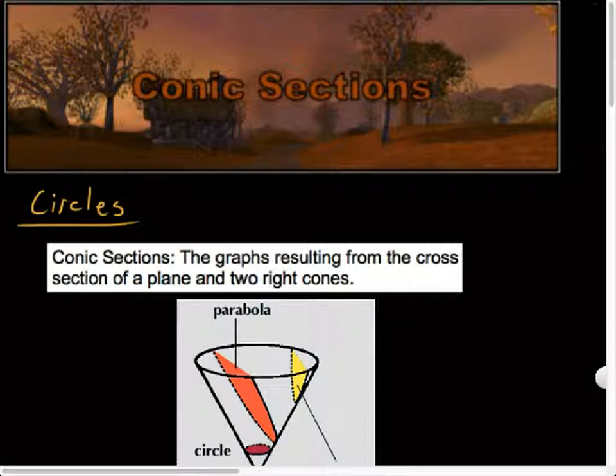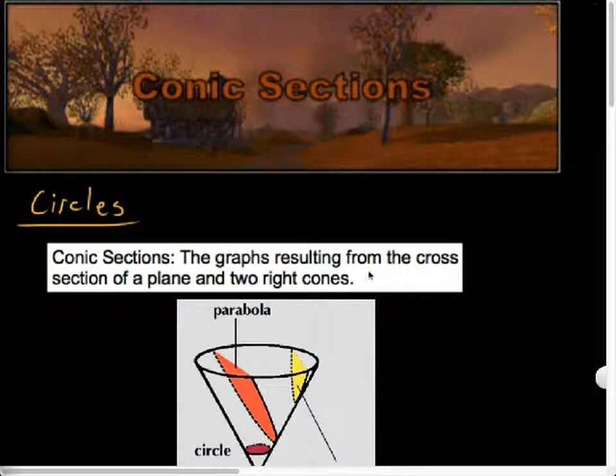Greetings and welcome, friends. Today we are continuing our look at the conic sections chapter, specifically targeting circles. But you may have realized, Mr. Waddy, we haven't talked about conic sections yet. And you're right, we haven't. So we'll start off by giving you a little definition of conic sections.